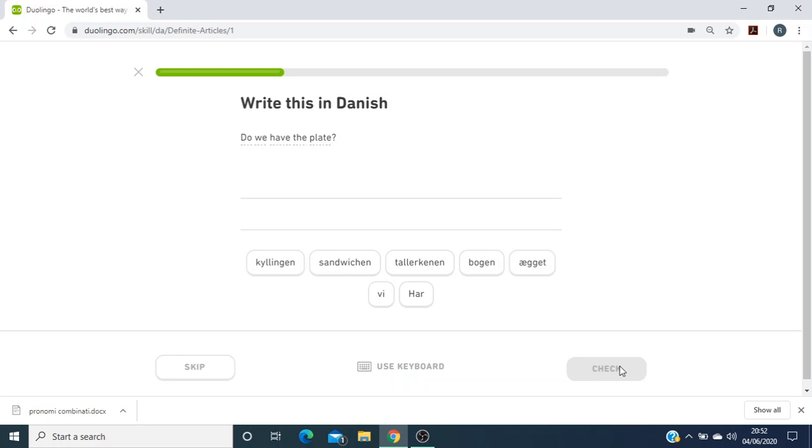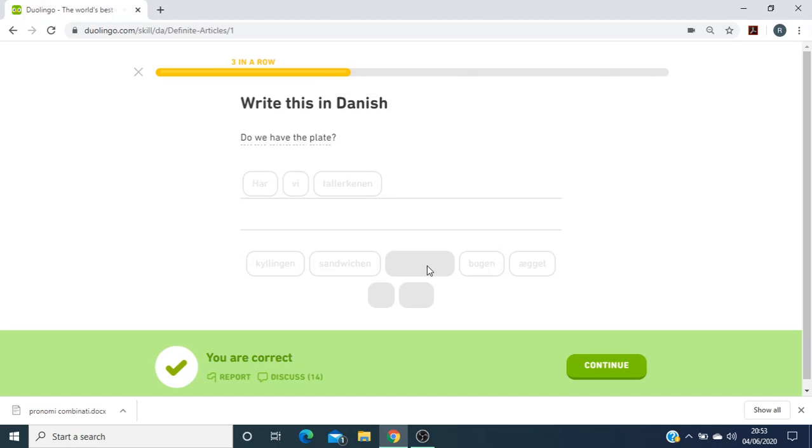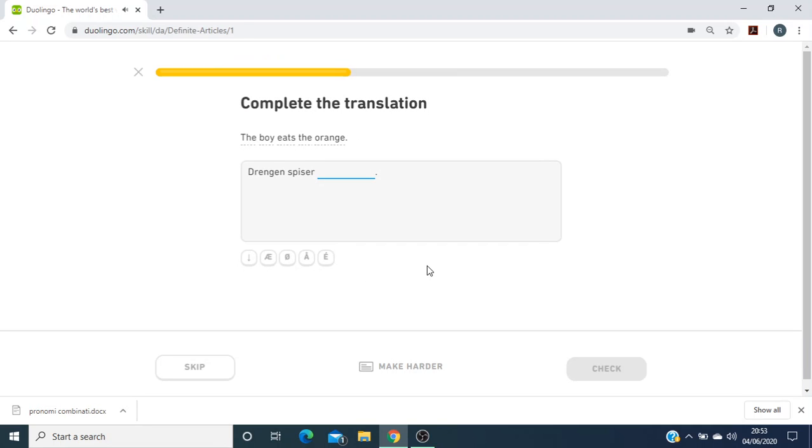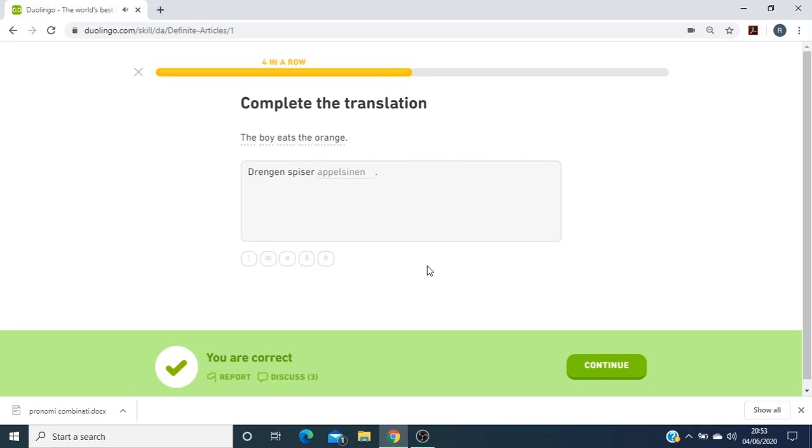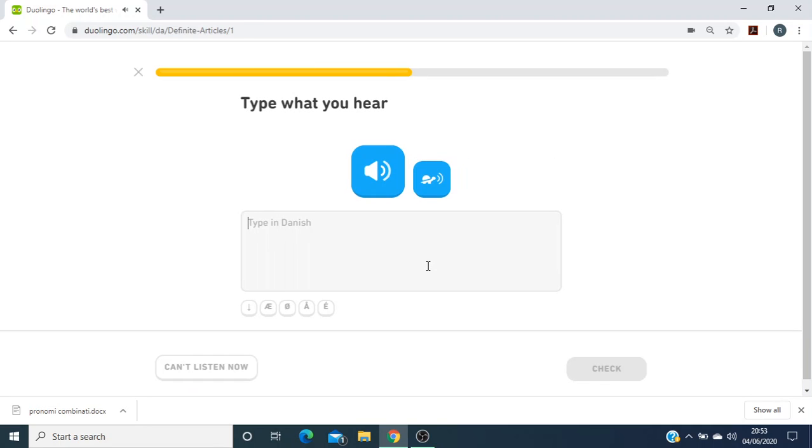Does he have the plate? Or do we have the plate? Sorry. Har vi tallerkenen. The boy eats the orange. So orange is appelsin. Appelsinen. Yes. Drengen drikker mælken. The boy drinks the milk.